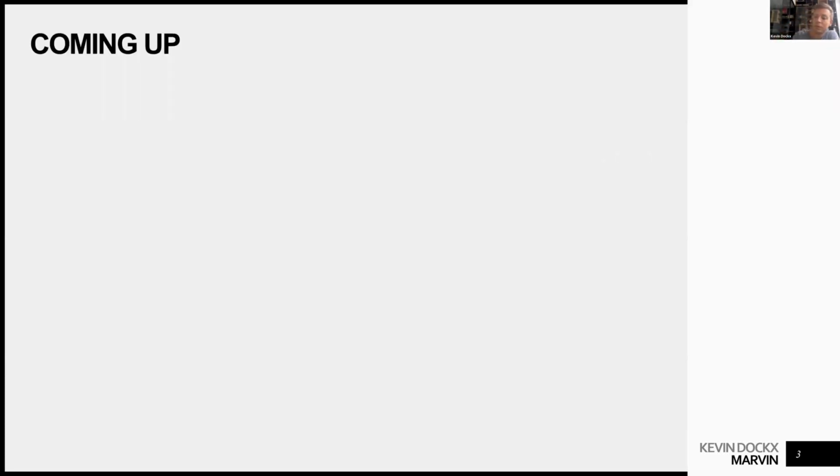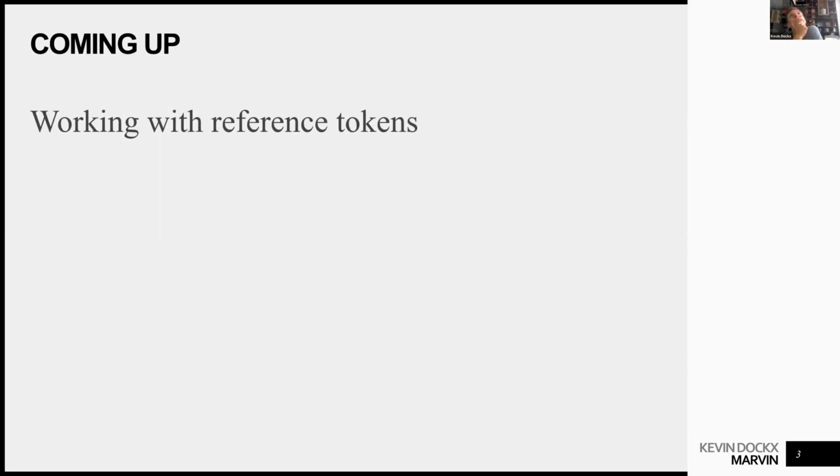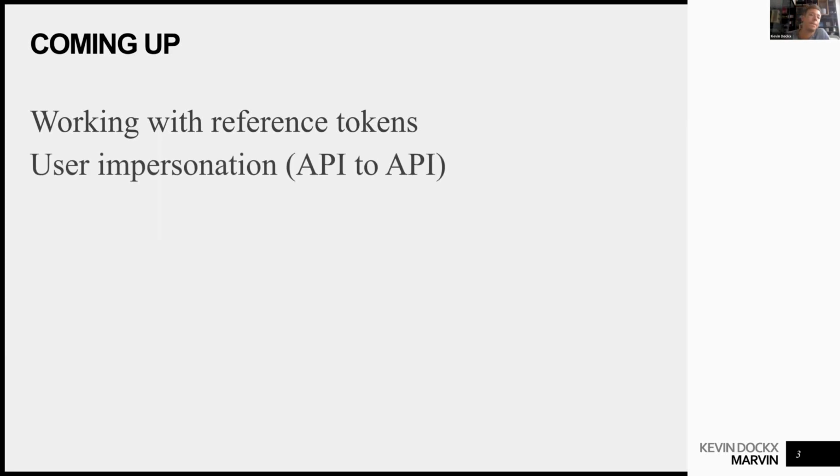Let's have a look at what we're going to talk about. We'll start by learning what reference tokens are. This is actually the easy part. It's pretty easy to code. But we'll start with learning what they are and how they can enhance the security of your application. We'll obviously also learn how to implement support for that with IdentityServer and in your API.